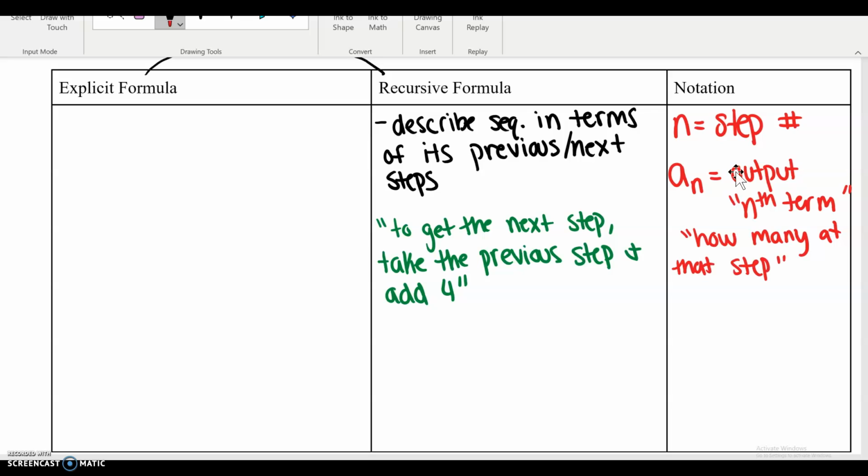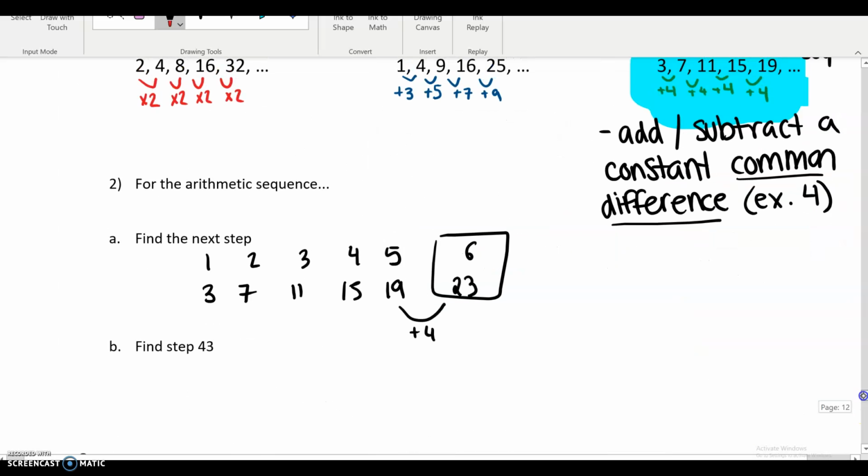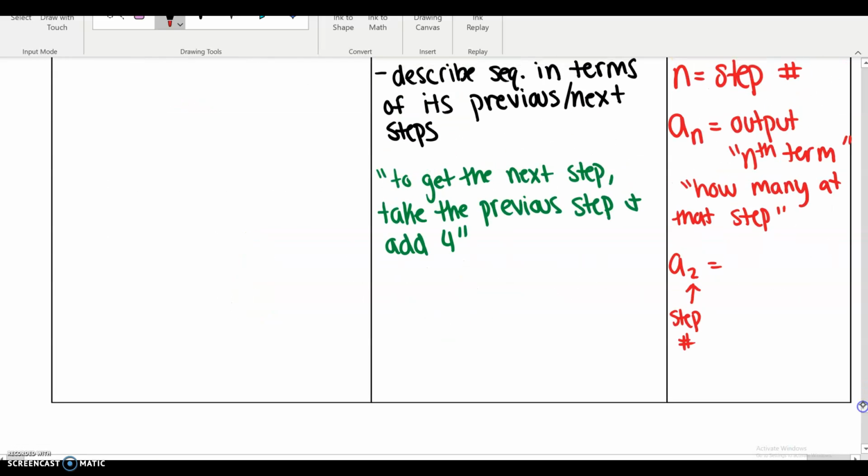Okay, so for example, let's be even a little bit more specific here. If I had a sub 2 for my sequence here, n is then 2, right? So it was a sub n, now it's a sub 2. So 2 is the step number. And you would say a sub 2 is, what's the number at the second step? We'd be here. So at the second step, we would have 7 as my output. So just some notational stuff here.